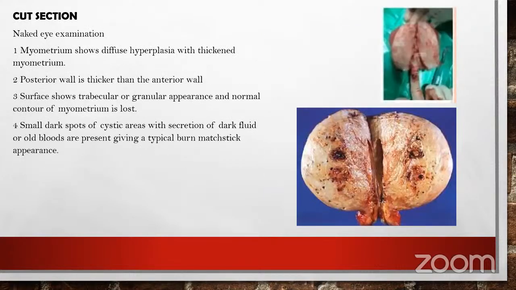Cut section, naked eye examination. Myometrium shows hyperplasia and thickness of myometrium. Posterior wall is thicker than the anterior wall. Surface shows trabecular or granular appearance, and normal contour of myometrium is lost. Small dark spots of cystic areas with secretion of dark fluid or old blood are present, giving a typical burnt matchstick appearance.